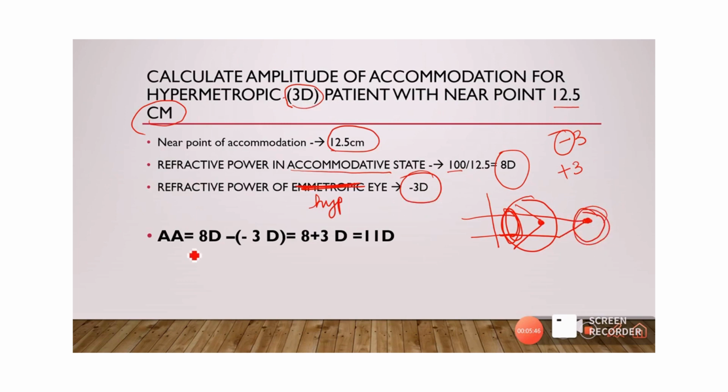So putting all these values in the formula, 8 diopters minus minus 3 diopters will come to 8 plus 3 diopters, that is about 11 diopters. So a hypermetropic patient, when he has to see from infinity to the near point, that is about 12.5 centimeters, as in this patient, will need an accommodation of about 11 diopters. So I hope with these examples, calculation of the amplitude of accommodation would be easier for you now.